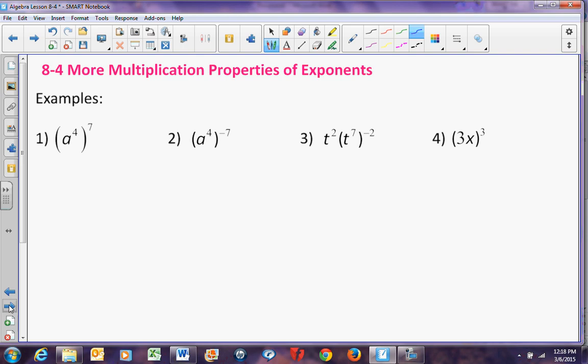If I was to take a to the 4th and raise that to the 7th power, I am taking a power to a power. So this becomes a to the 4 times 7, or a to the 28th power. And I'm done there.